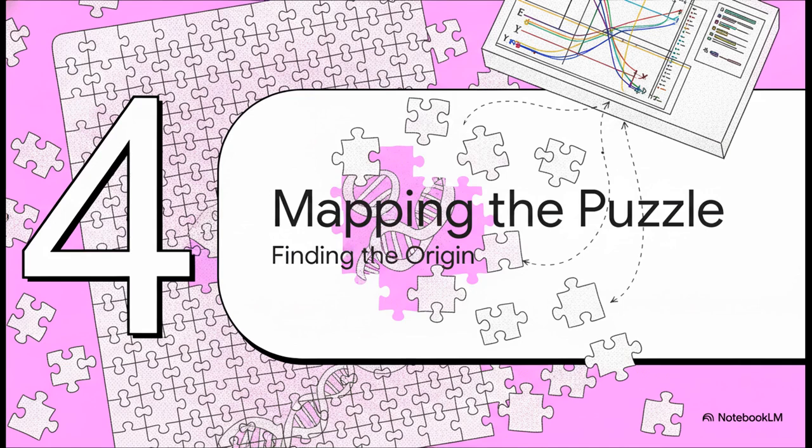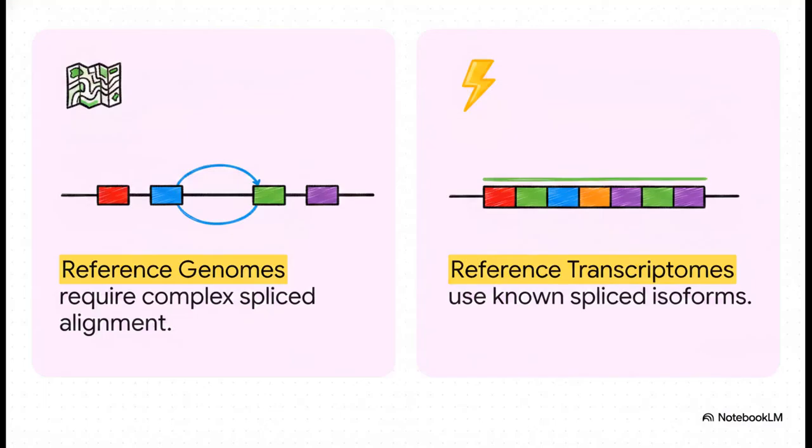Section 4, mapping the genomic puzzle and finding the origin of those reads. So right now, our millions of clean text sequences are just floating around as disconnected fragments. We have to map them back to their genomic features. It is quite literally like trying to assemble a billion-piece jigsaw puzzle, and we need the picture on the box lid as a master guide.